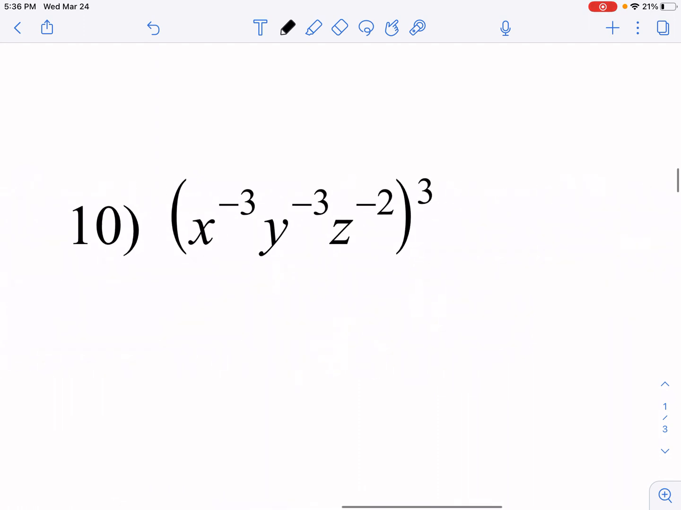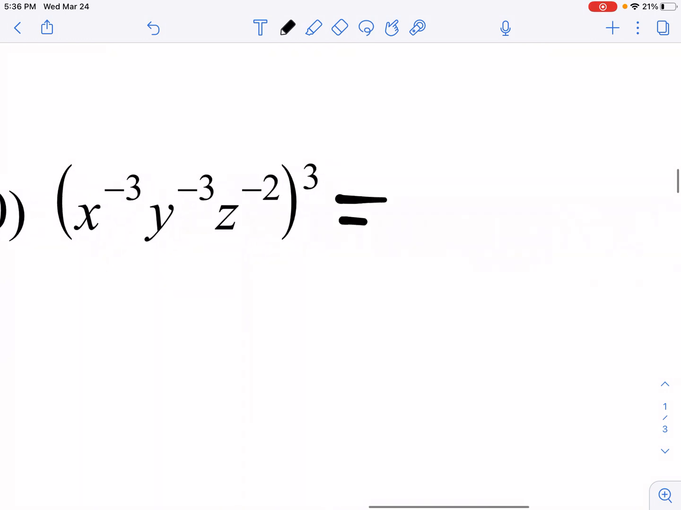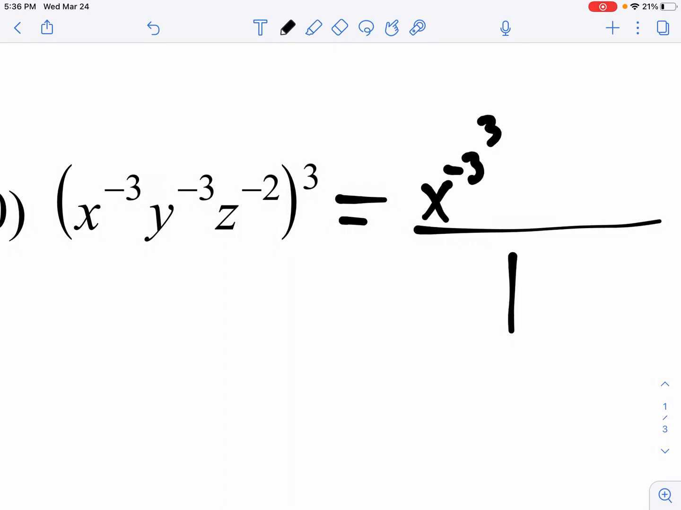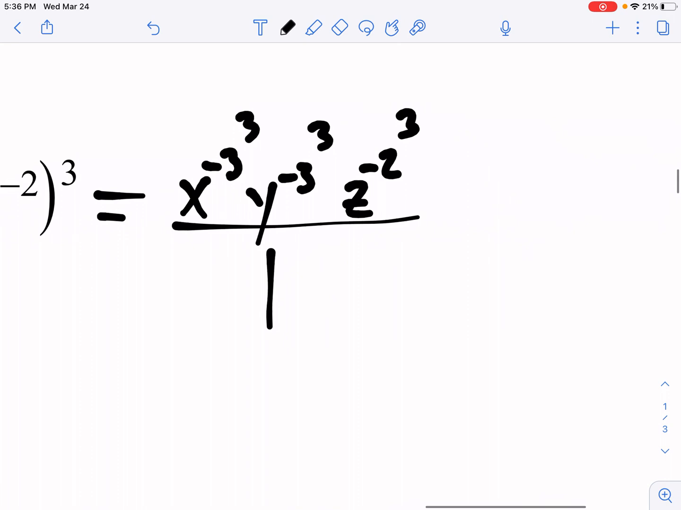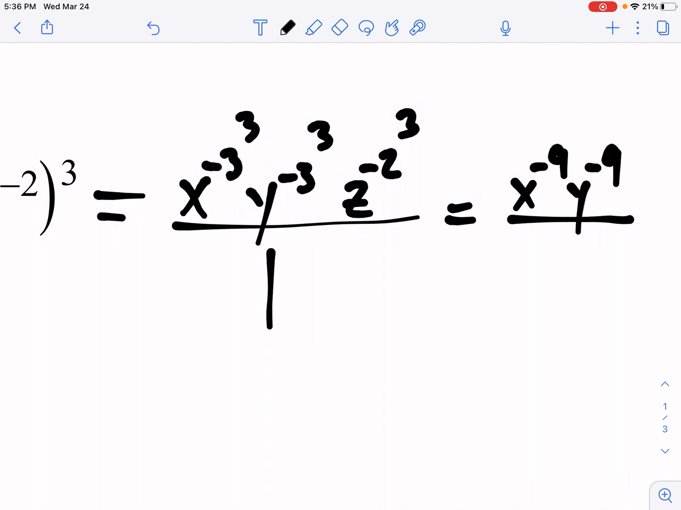And then number 10, okay, what we're going to have here, and this is going to be one of those where we're over 1 again. We have x to the negative third raised to the third, y to the negative third raised to the third, z to the negative second raised to the third. And then multiplying our exponents, we have x to the negative 9, y to the negative 9, and z to the negative 6. All over 1.